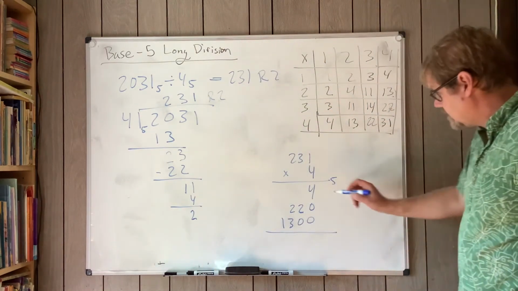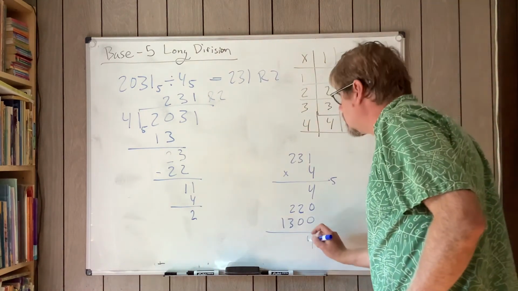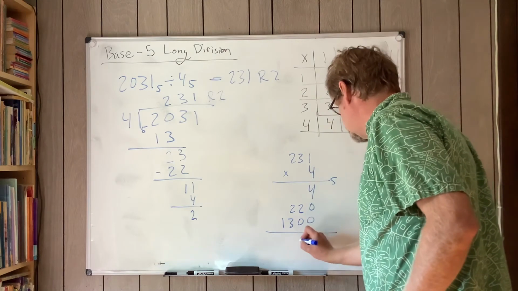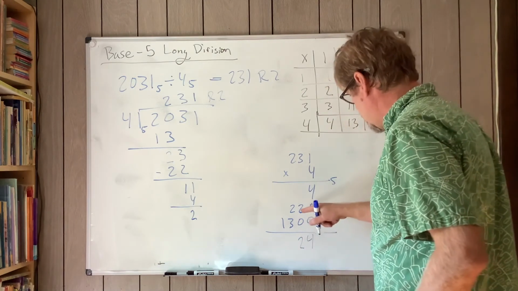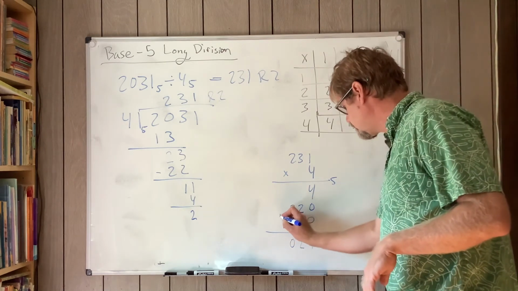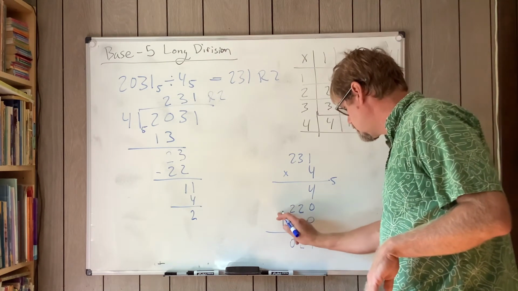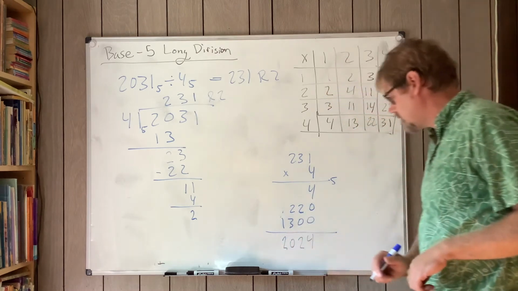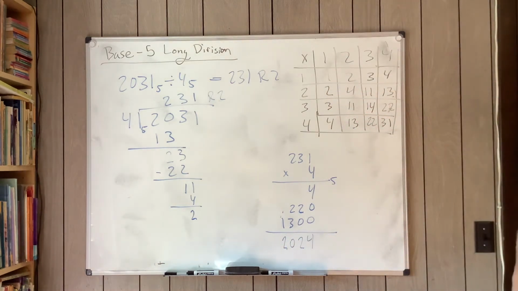And then we just add. So I get a 4. I get a 2. And then I add 2 and 3 to get 5, which I have to rebundle to give me 2.